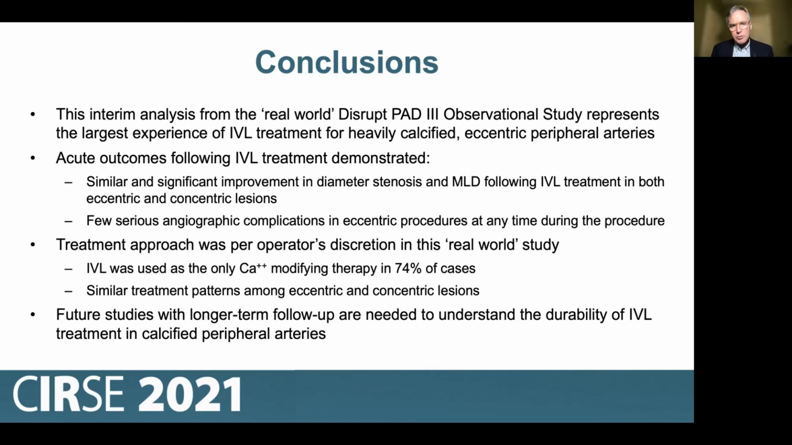The treatment approach was obviously per operator discretion in this real-world study, but IVL was the standalone therapy in three-quarters of the patients. Most of the patients had subsequent treatment with a drug-coated balloon or stent. Certainly, future studies with longer-term follow-up are needed to understand the durability of intravascular lithotripsy treatment in calcified peripheral arteries.